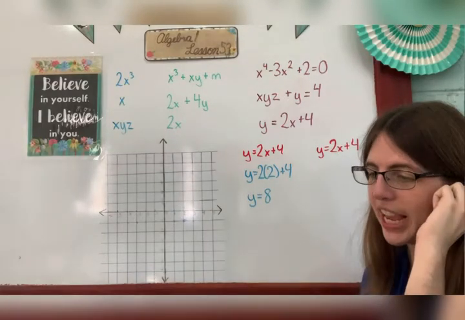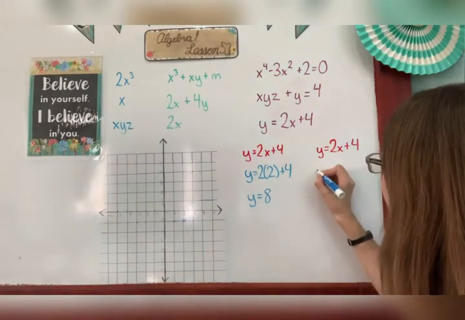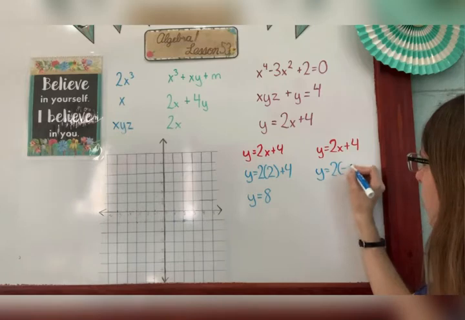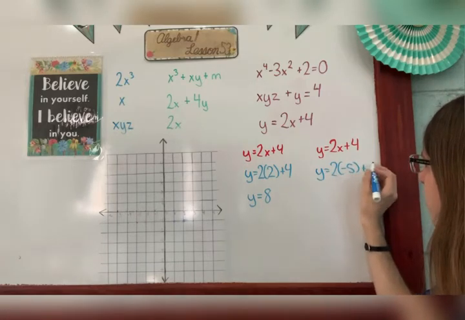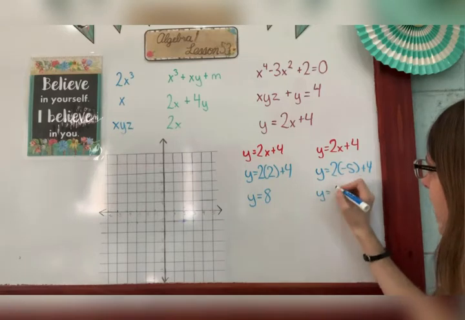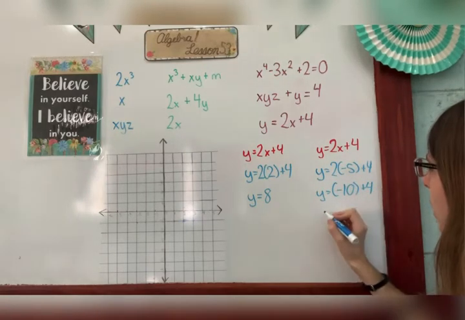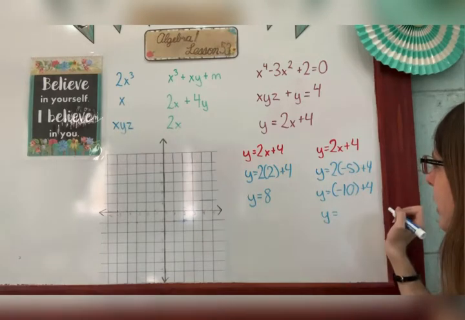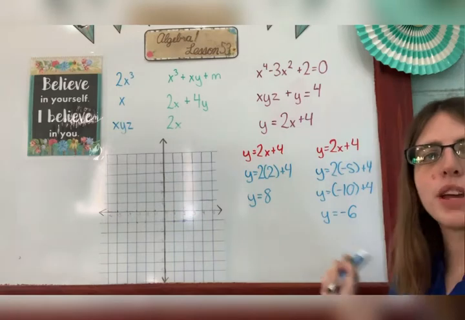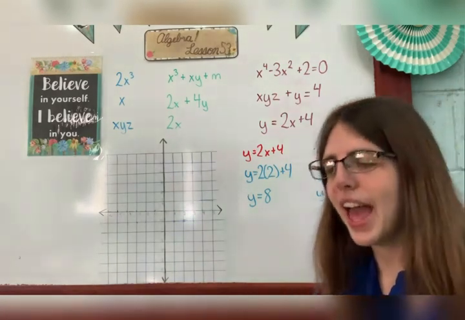But what if I changed and I said I want x to be negative 5 this time? Well, y equals 2 times negative 5 plus 4. 2 times negative 5 is negative 10, plus 4. Negative 10 plus 4 is the same as negative 6. So in this case, y equals negative 6. So it changes based on x.